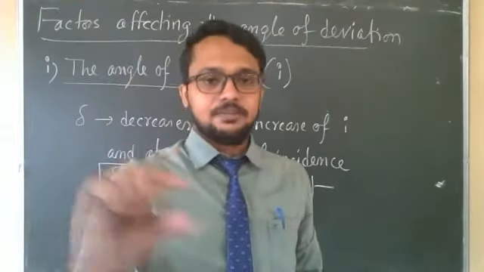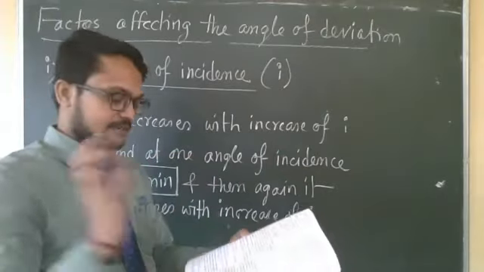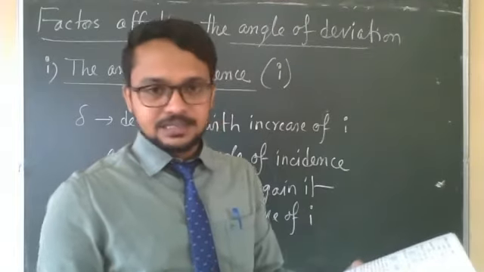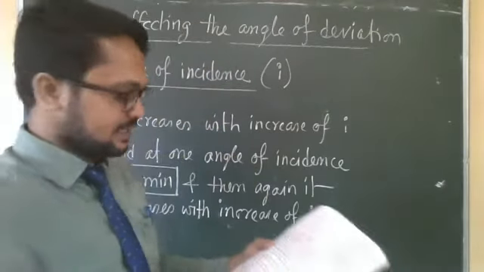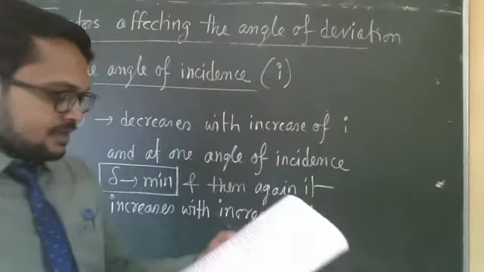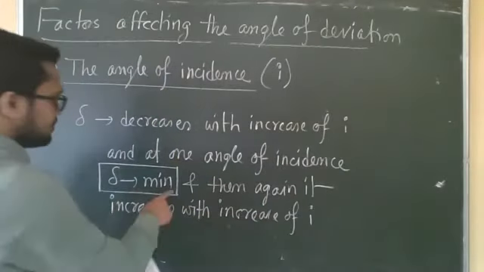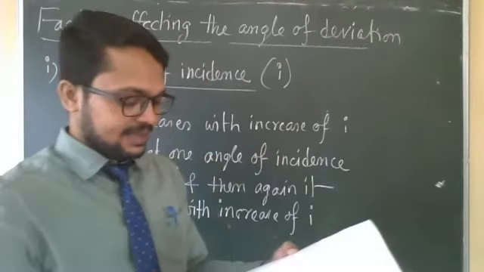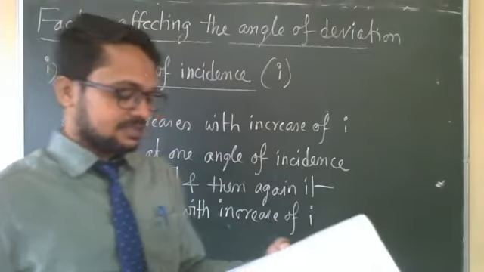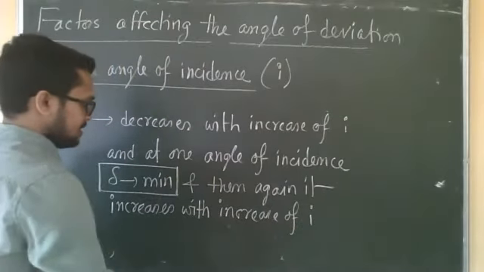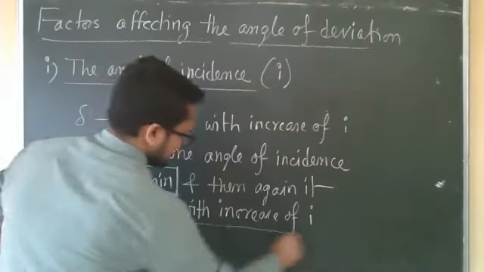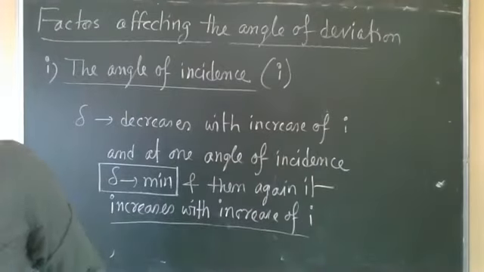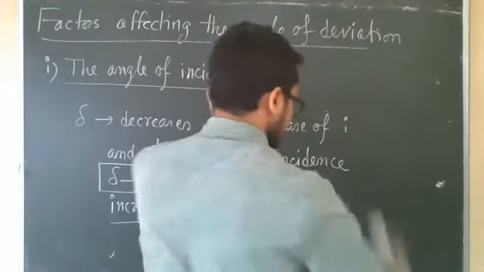All the things I have written here are in the first paragraph. It is experimentally observed that as the angle of incidence increases, the angle of deviation first decreases, reaches a minimum value for a certain angle of incidence, and then on further increasing the angle of incidence, the angle of deviation again increases. So you can get a direct question, otherwise you can get a graph.